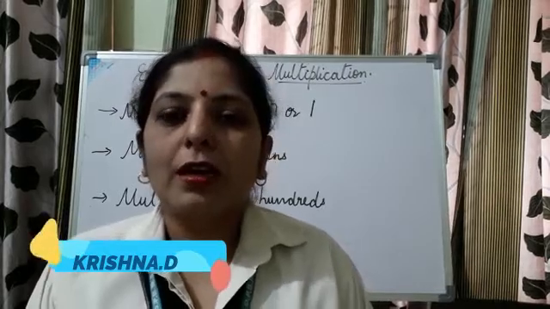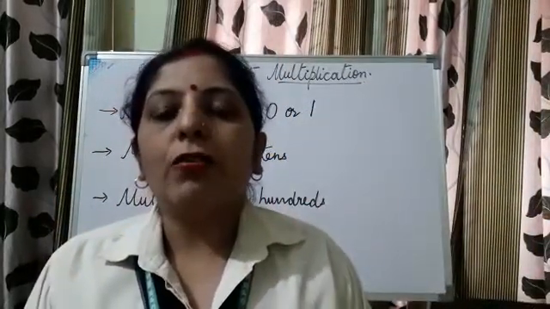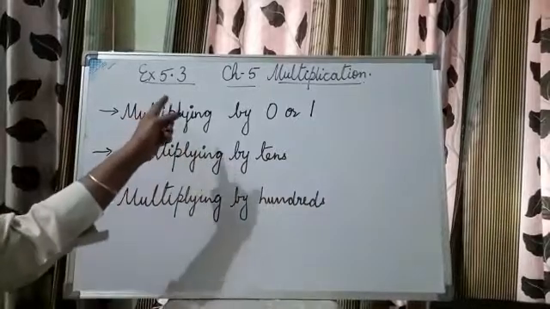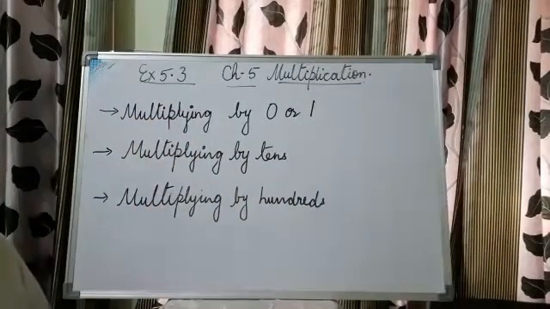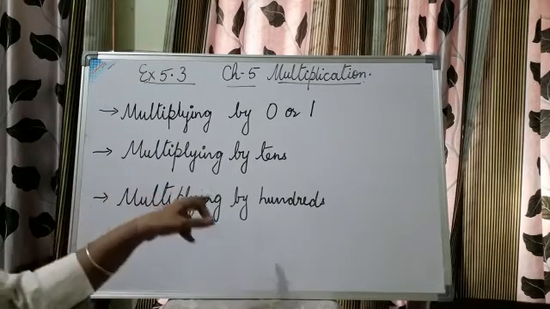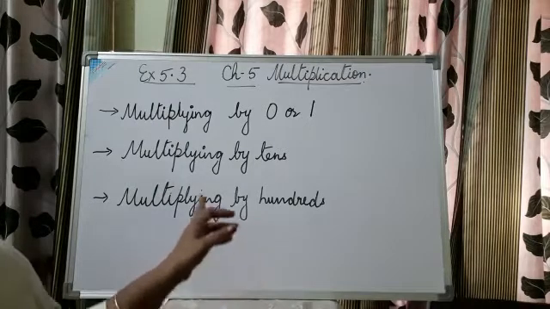How are you all? In our last session, we did multiplying of 3-digit numbers. Today, we are going to continue our multiplication chapter with exercise 5.3, which is also about finding the product. But before that, we are going to know a few facts or a few rules about multiplication.